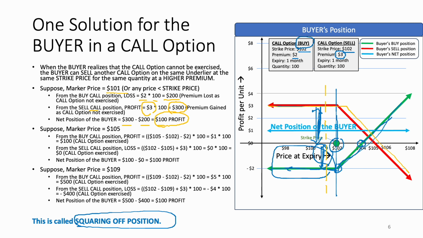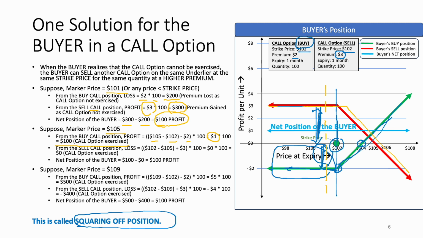Now let's see what happens when the market price goes above the strike price. Let's take a situation where the market price is at $105. When the market price is greater than the strike price, the buyer of the call option will exercise his call option. When he exercises his call option, he makes a profit because he gets 105 minus the strike price of 102, minus the $2 which he paid as a premium. So he makes a profit of $1 per unit, and he has 100 units, so he makes a profit of $100 by exercising the call option.